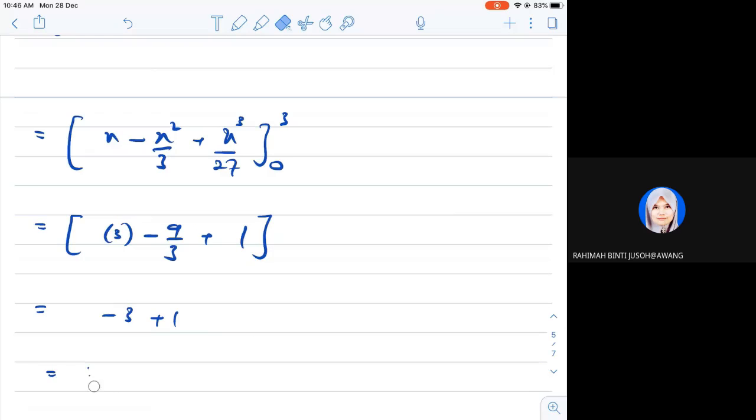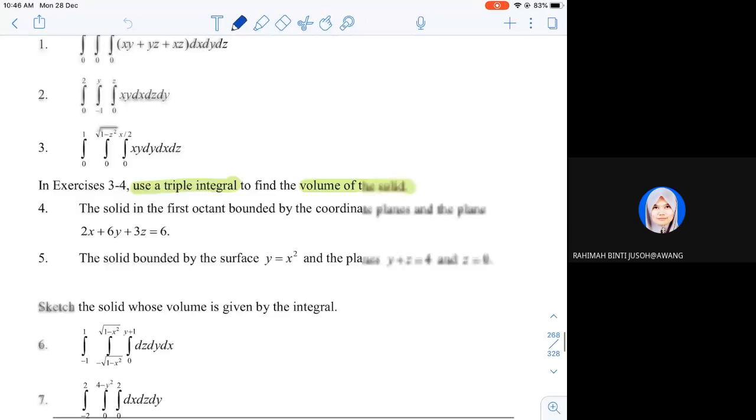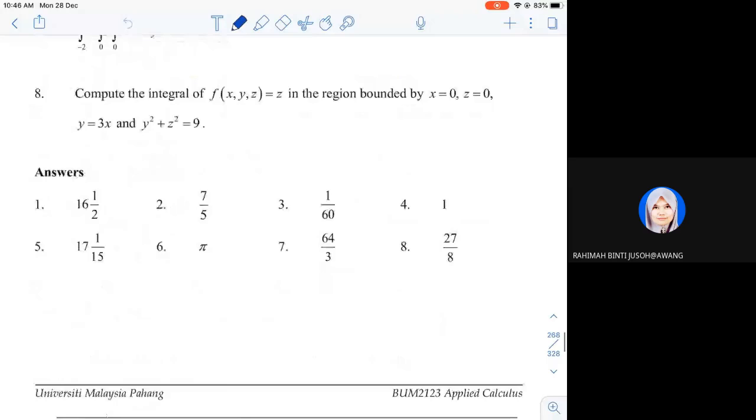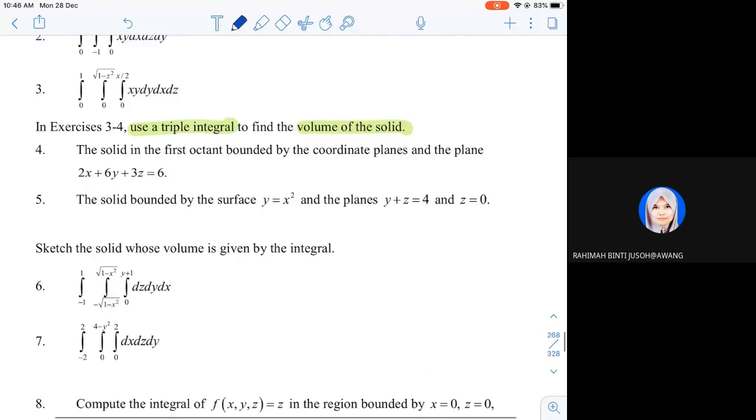So yang ni dia jadi apa ni? Sekejap, 3 tolak 3 tambah 1. Jadi 1. Betul ke ni? 1 ke dapat dia? Question kira panjang-panjang dapat 1. Yes. Equals to 1. Okay. So we can proceed.